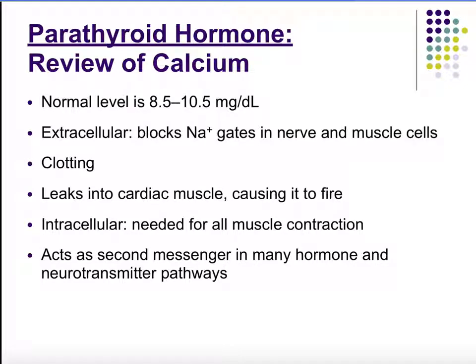So now let's move on to parathyroid hormone. Parathyroid hormone, to review, is related to calcium. So let's review calcium. To refresh your memory, normal levels are between 8.5 to 10.5 milligrams per deciliter. We know extracellularly that calcium can block our sodium channel, so it can really affect our nerve and muscle cell firing. It's also involved in blood clotting, and we know it's involved in all muscle contractions, including skeletal muscle, smooth muscle, cardiac muscle. And it can also act as a second messenger.